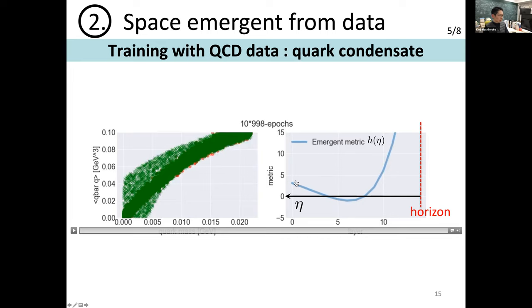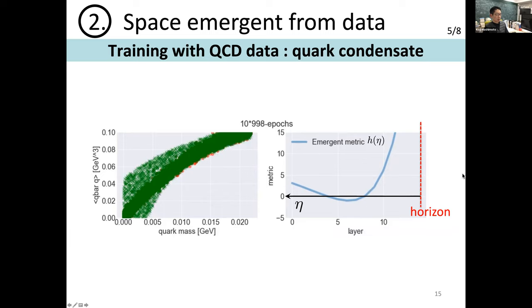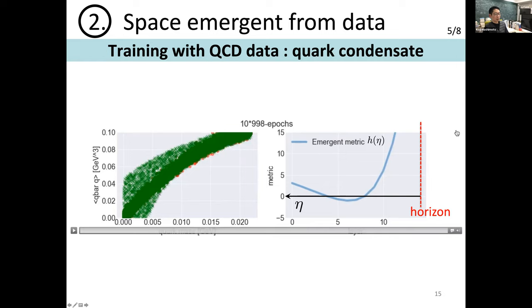And an interesting fact is that this H of beta diverges at the possible location of the horizon here. I didn't tell this neural network the boundary condition around the horizon. But somehow this neural network learns the location of the horizon by itself. And that's why this H of beta diverges around this horizon. So it's interesting. Anyway, the machine learning finds this weight distribution, which is interpreted as a metric.